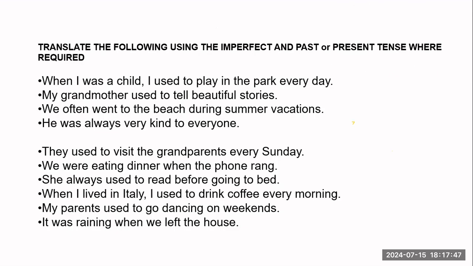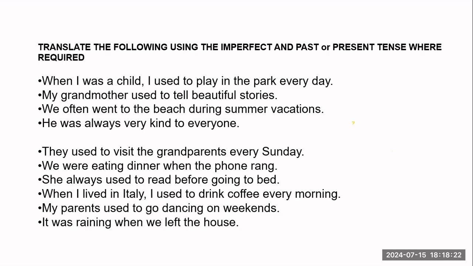Yeah. All right. Now I've put the sentences in English because you all have good vocab, and we're going to translate them into Italian using the imperfect. The first 4 are just with imperfect. The next 6 are with the past tense or present tense where required. So you need to look at the sentence and see where you would put past or present or imperfect in those sentences. So the first 4, let's go, Eileen.